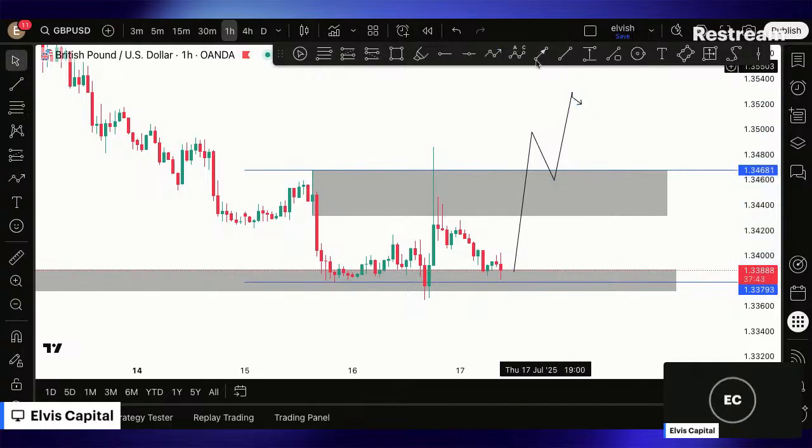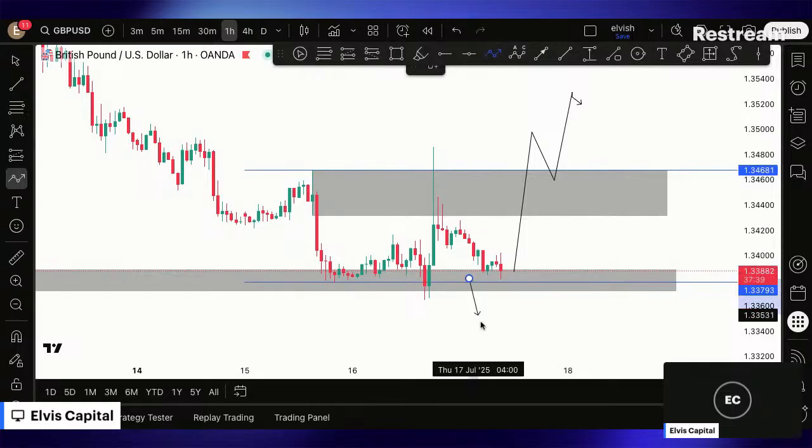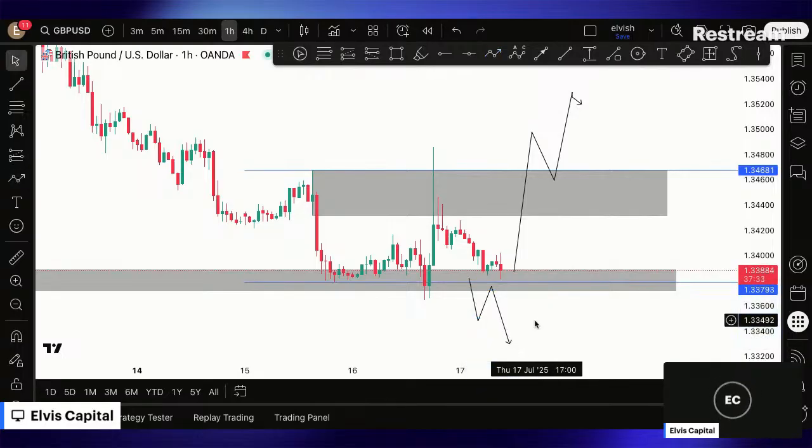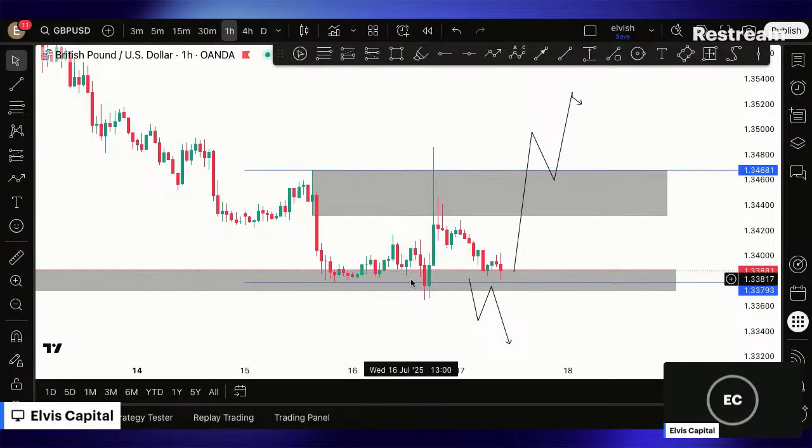Or we do the opposite. Wait for price to come to this level, retest, and then continue to the downside. So at this level, I don't see any trade here. Please don't trade. Let's wait for price to first break this zone, these levels of support and resistance, because we don't see any clear trade.